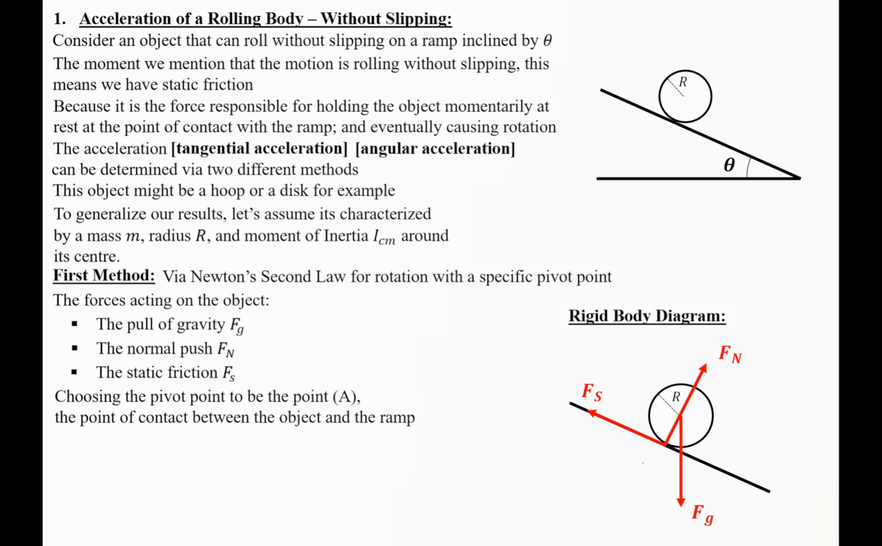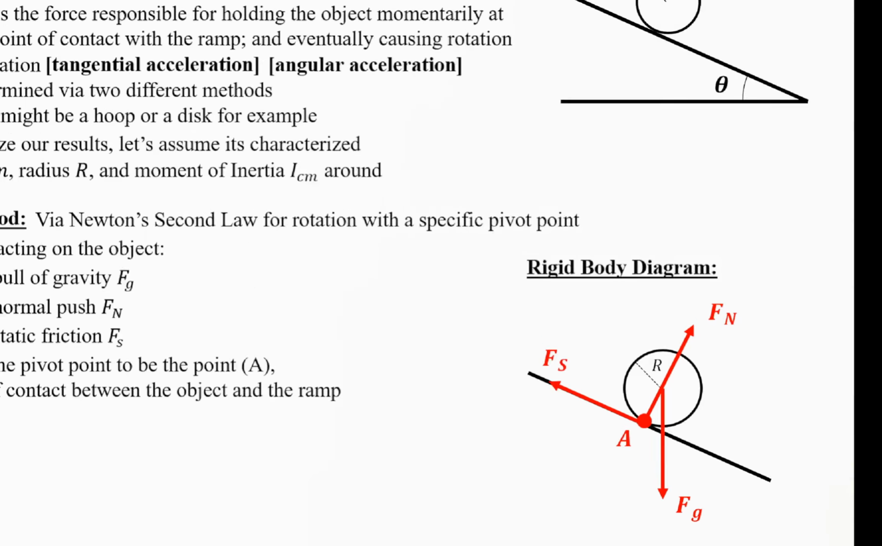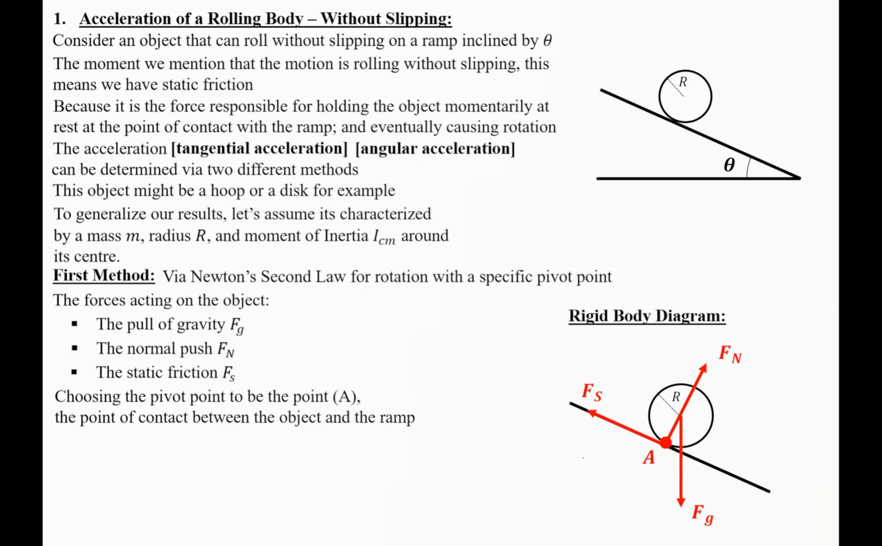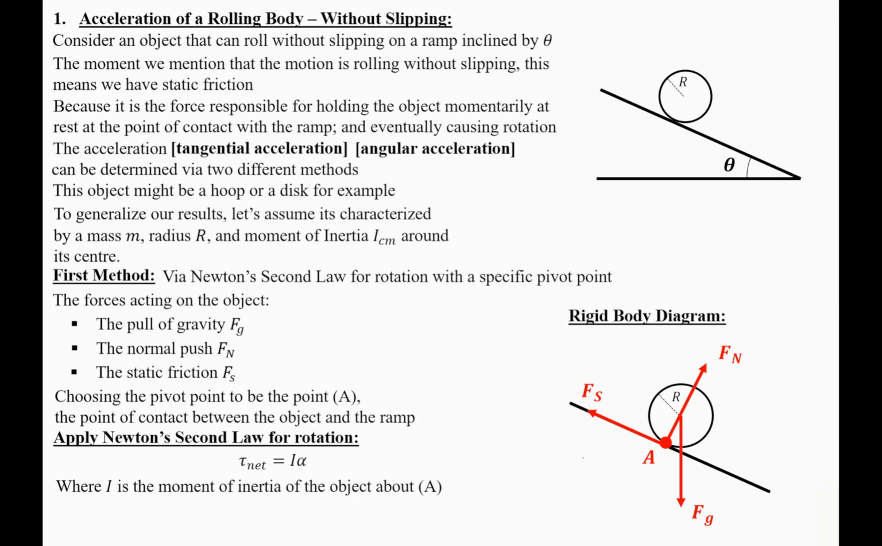Now we're going to choose the pivot point to be the point A, the point of contact between the object and the ramp, and notice carefully I have represented the point A on the diagram. Now apply Newton's second law for rotation, which is torque net equals I alpha, where here we need to pay attention that I is the moment of inertia of the object about A.